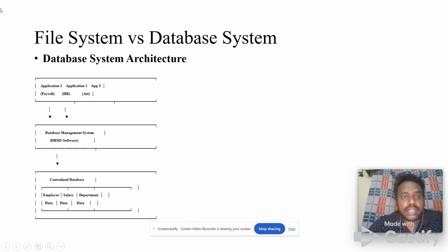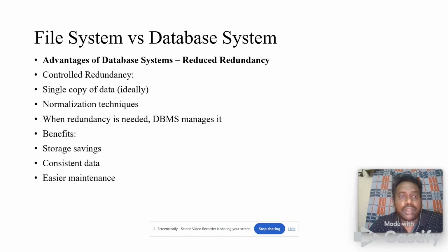This is a simple database system architecture. Here we can use multiple applications to access the database management system, where the employee details are stored in the centralized database. The concept here is that with multiple applications, with the help of the database management system software, we can access the centralized database of employee details or an employee salary system. So what are the advantages of using a database management system?